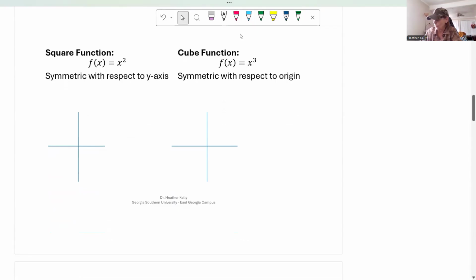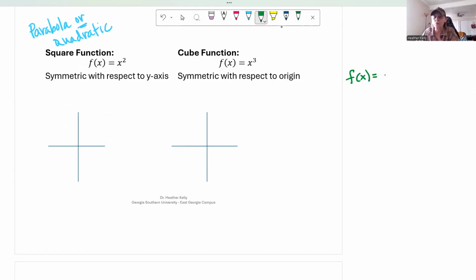And then there's the square function, also known as the parabola or the quadratic. Okay, and here, if we think about the standard form, and I know we talked about that standard form, f of x is equal to a times (x minus h) squared plus k. I think we've talked about this. It's been a while. Pretty sure I've talked about it a little bit.